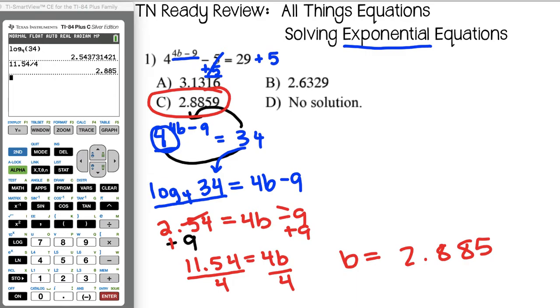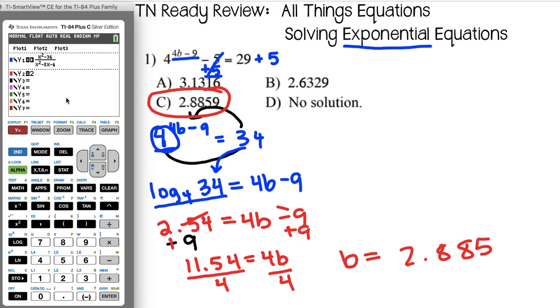I want to remind you that you can always check these in the calculator, but they will not get you very far in log. You will actually have to use the intersection, because as you can see, 3.13 is really close to 2.88 and 2.63. The only one you would be able to rule out would be the no solution, because you would see an intersection. I apologize, my cat is in the background.